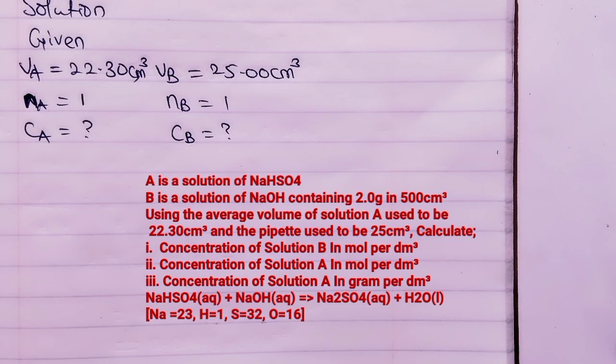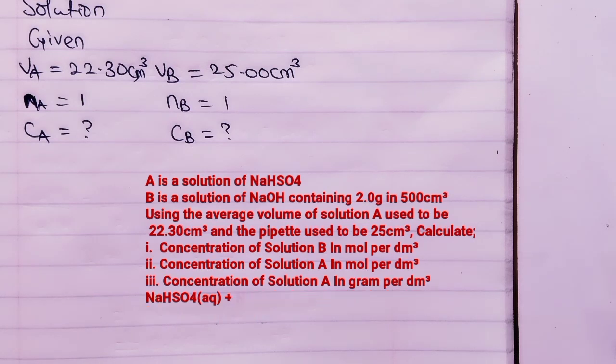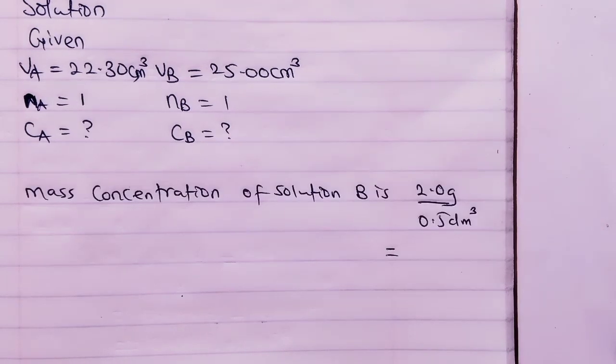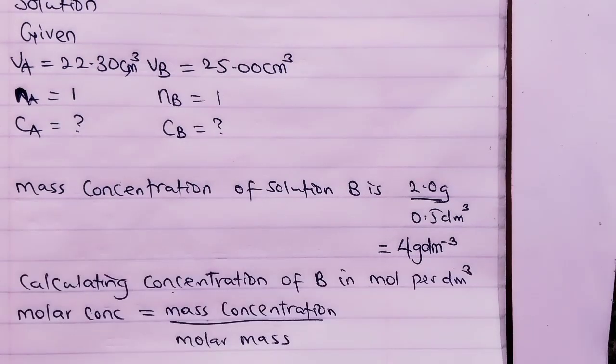That's 2.0 gram of sodium hydroxide in 500 centimeter cube. Converting 500 centimeter cube to dm cube, you're going to have it as 0.5. That is 500 all over 1,000 will give you 0.5. So we have the mass concentration of solution B, which gives us the answer. So what we are going to do now is to convert the solution B from mass concentration to molar concentration. We are going to have mass concentration all over molar mass.